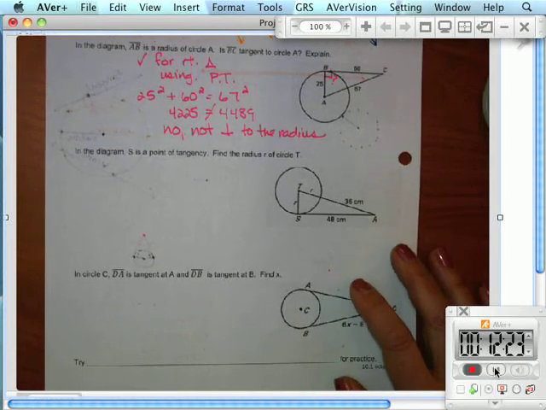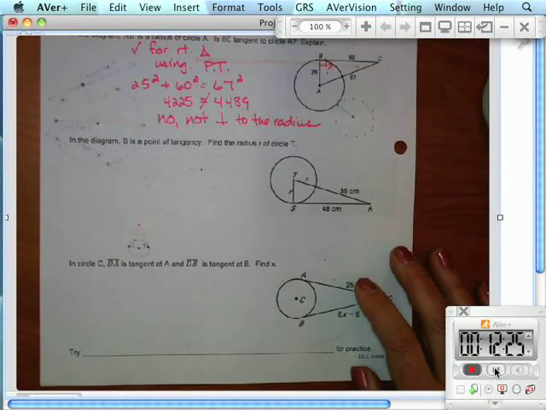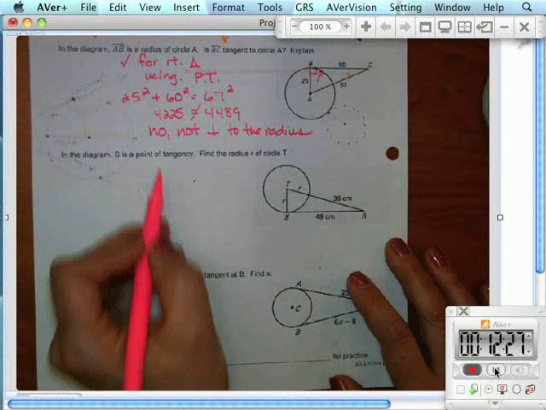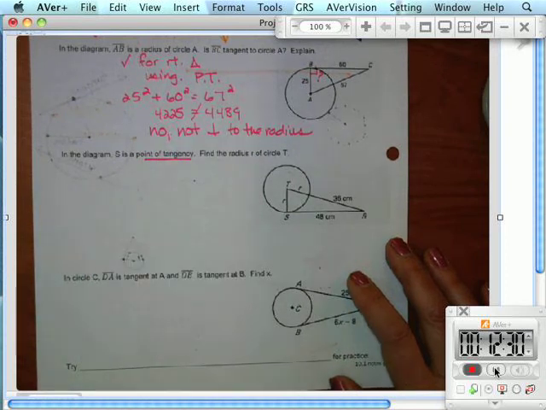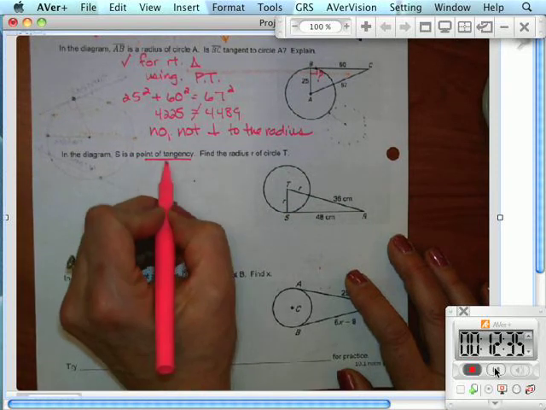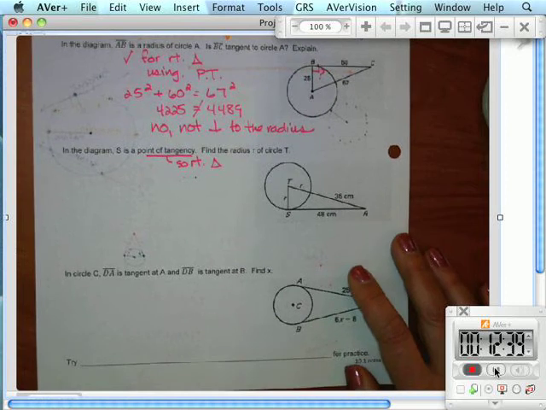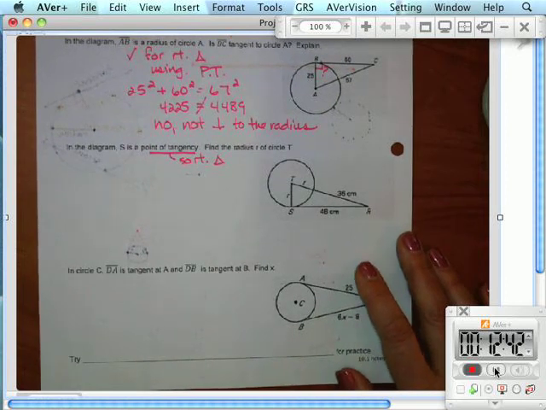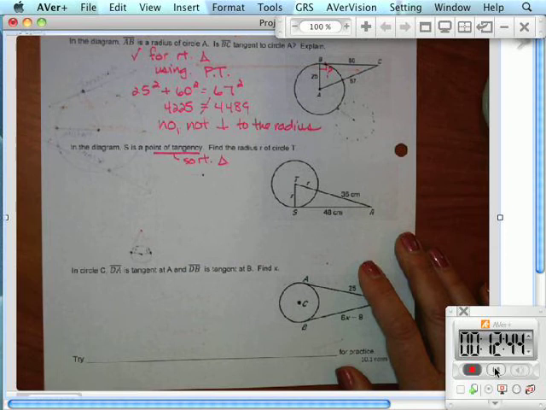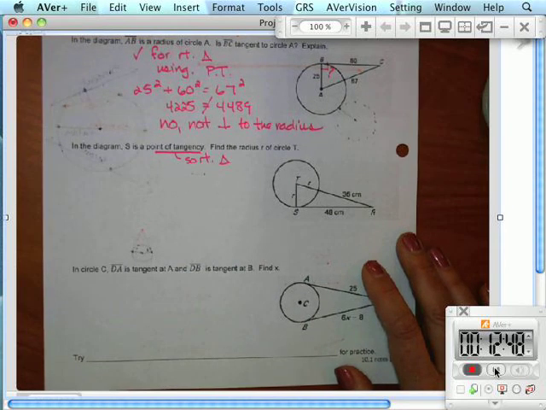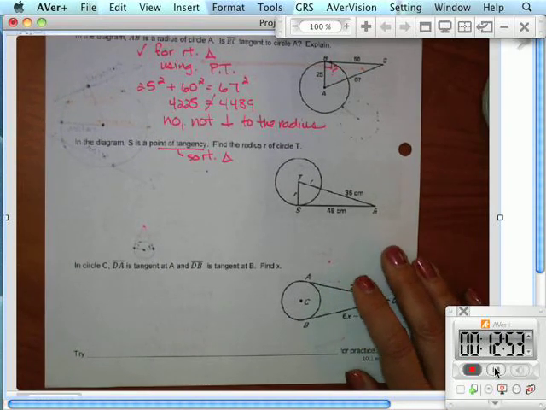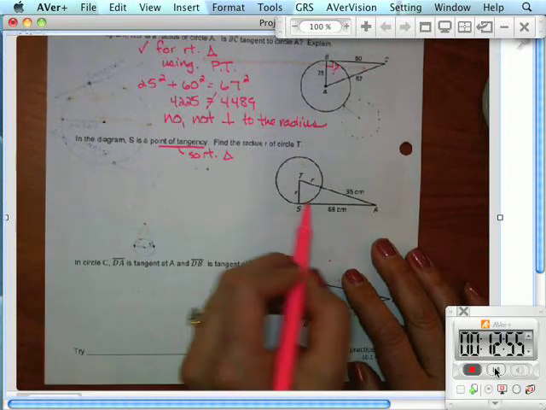Okay, in the diagram, S is a point of tangency. What does that tell me? If they're saying it is a point of tangency, then I know what? Right angle. It forms a right angle, so it's a right triangle. Find the radius R of circle T. Okay, so again, if it's a right triangle, and I'm talking about side lengths, I can use the Pythagorean theorem. Always. So, these are my two legs right here.